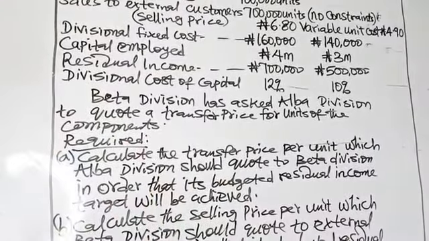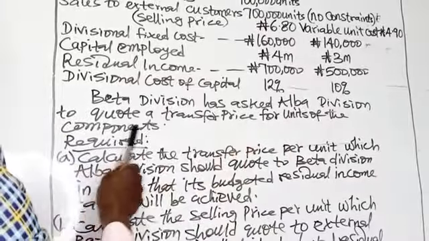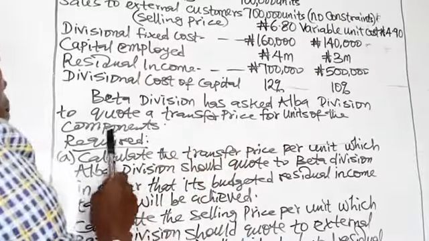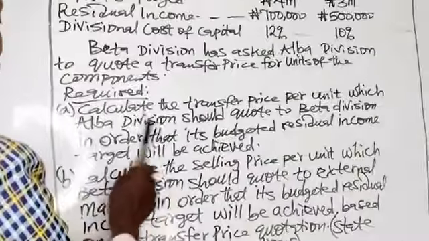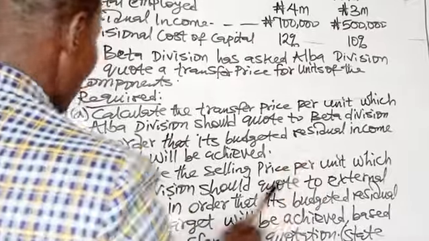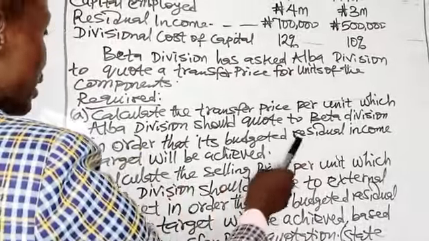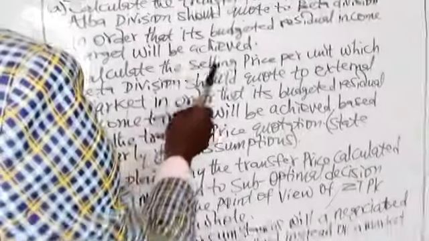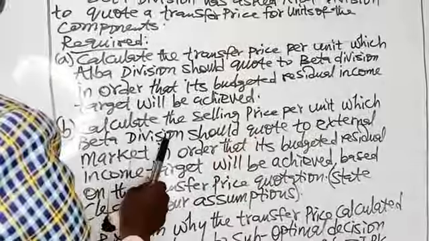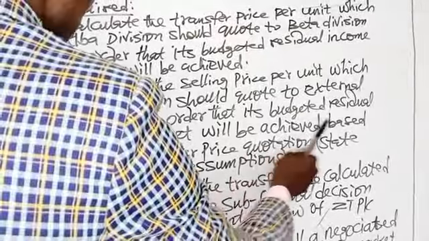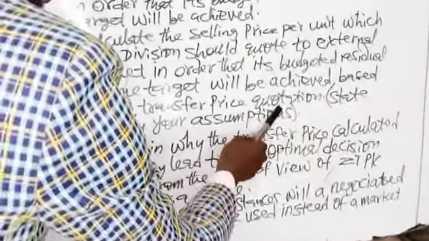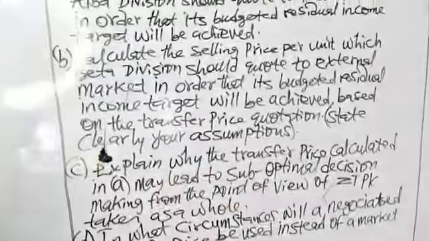Beta division has asked Abba division to quote a transfer price for units of the components required. A. Calculate the transfer price per unit which Abba division should quote to Beta division in order that its budgeted residual income target will be achieved. B. Calculate the selling price per unit which Beta division should quote to the external market in order that its budgeted residual income target will be achieved based on the transfer price quotation. State clearly your assumptions.